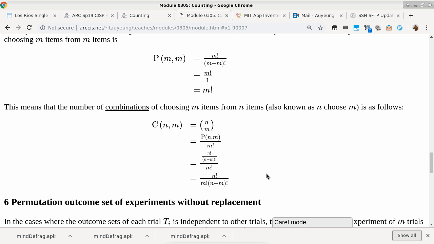The first one is with replacement. If we're dealing with replacement, then the number of permutations is easy to compute. It is n to the power of m, where n is the number of possible outcomes per trial, which stays the same for all trials, and m is the number of trials per experiment. So the number is n to the power of m.